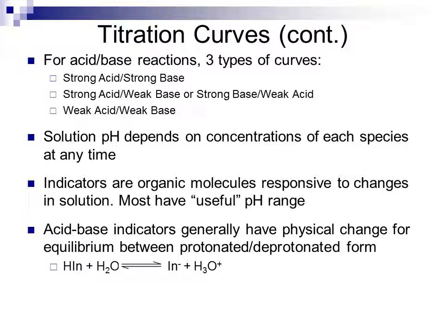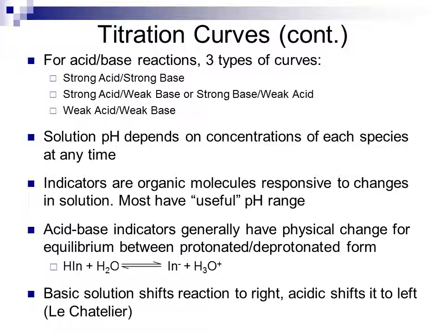We have an equilibrium between the protonated and deprotonated forms. A basic solution will get rid of a lot of the hydronium on the right. Removing the hydronium on the right will shift the equilibrium towards the right, creating the deprotonated form of the indicator. If I'm in an acidic solution, I will have a lot of hydronium, and I will shift towards the left.